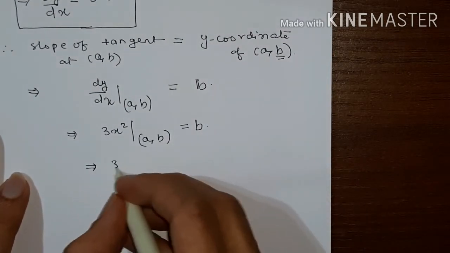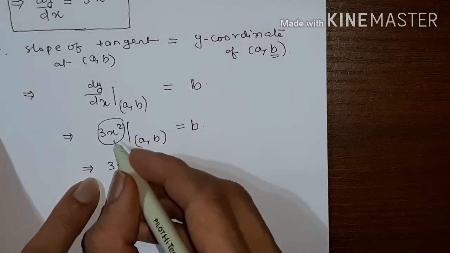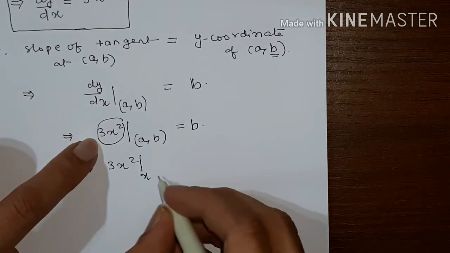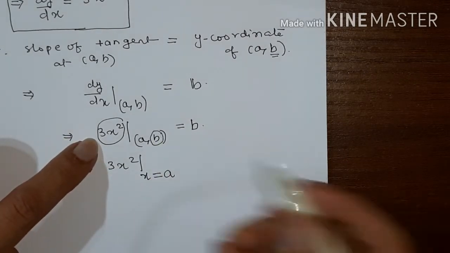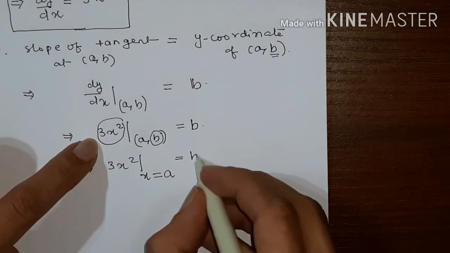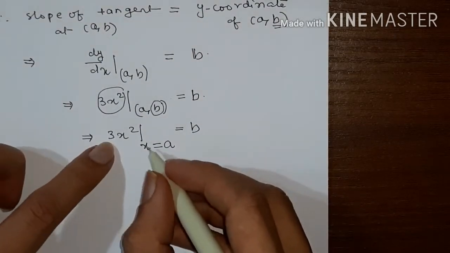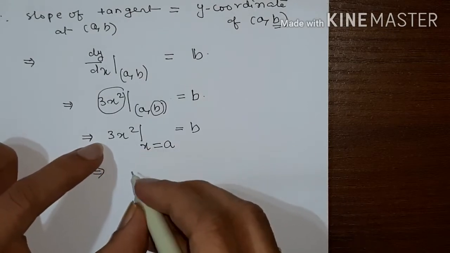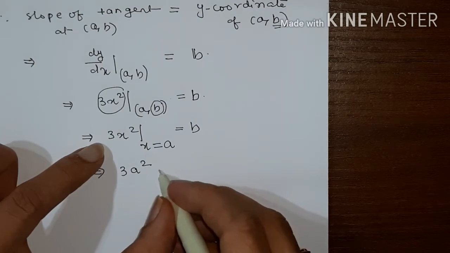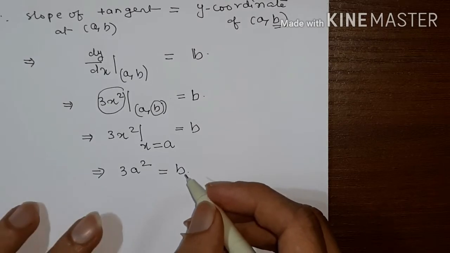This implies 3x square at the point. Now here only x terms are there, so we can take x equal to a and skip y equal to b. So 3x square at the point x equal to a equal to b. If you substitute x equal to a in this expression, you will get 3a square is equal to b.